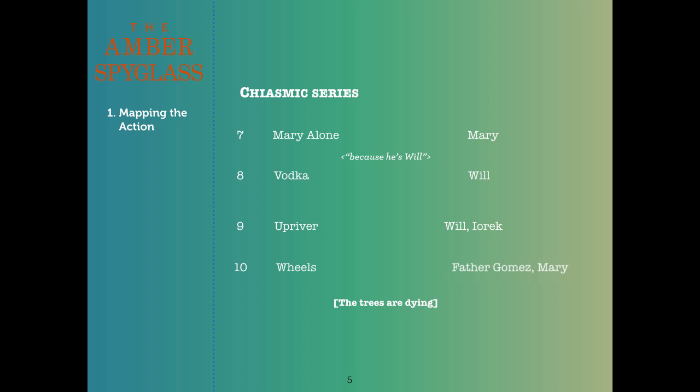Now, I call this series chiasmic because two chapters about Mary frame two others following the action of Will. Chiasmus is a Greek word based on the Greek name for the letter X, chi, that is used as a technical term for any formal arrangement that follows the pattern AB, BA, as you see these pairs of chapters do. And if you look back at the diagram of the pattern of the action in the entire novel, you'll see that it too is organized chiasmically.